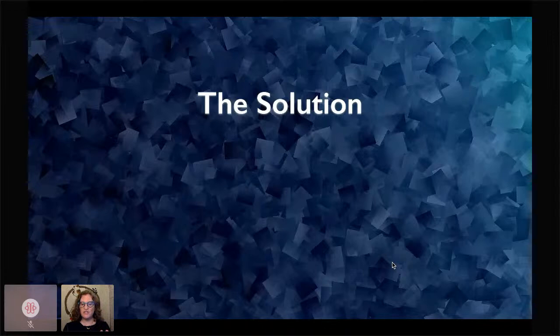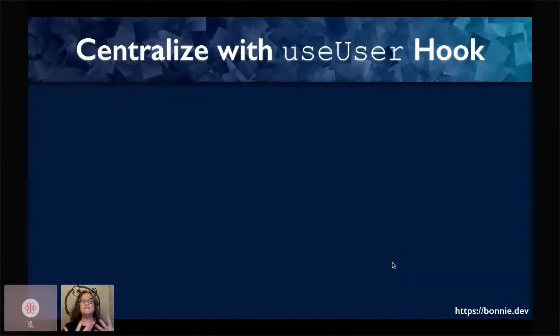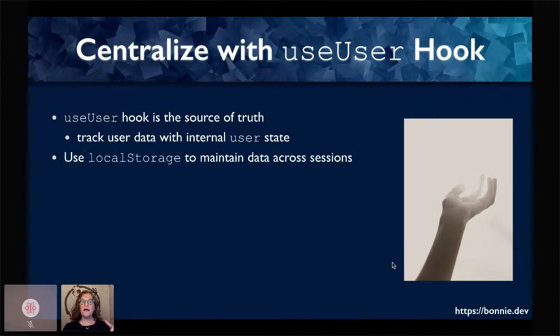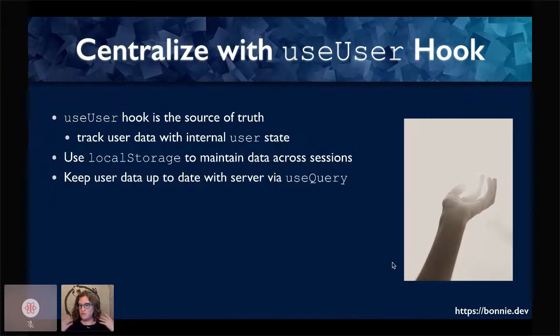So here is the solution that I have come up with. And that is to centralize everything with a new hook called useUser. useUser is the source of truth. It tracks the user data with an internal state that is initialized by local storage. We keep the user up to date with the server by using that useQuery hook with React Query. And the way we can deal with that ID situation is if user is falsy, if there is no logged in user, then we can disable the query. We can deactivate the query. So we don't have to worry about the query going to the server without a user ID.